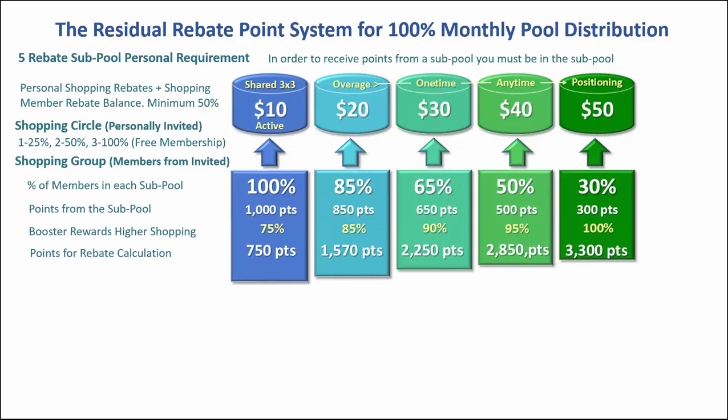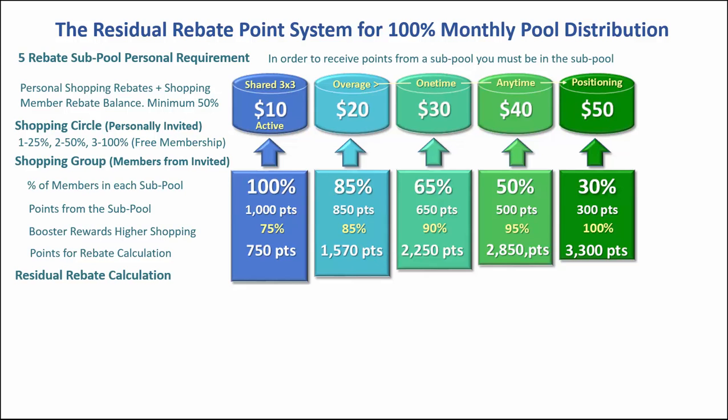I think you're getting the idea. So let's say the global member with their shopping members got all the way to the $50 subpool. That means they would be able to receive points from all of the subpools. If the percentage of members in their shopping group that also got into these higher subpools were at 65%, 50%, and 30%. Now working out the points based on the original 1,000, that would be 650, 500, and 300 points. Now you can see how the reward booster is larger for the higher subpools at 90%, 95%, and all the way to 100% at the $50 subpool. So completing these steps, that would be 2,250 all the way to 3,300 points in the higher subpools.